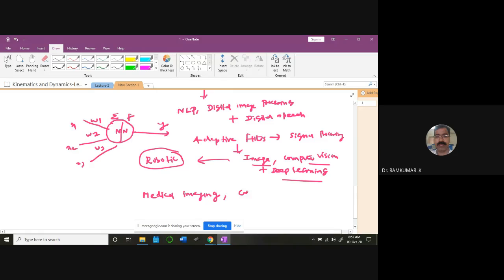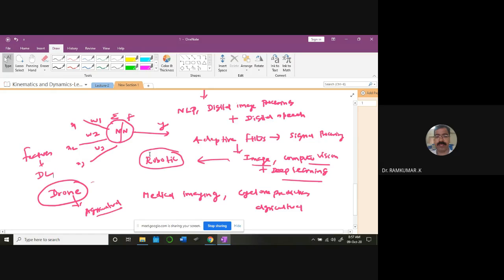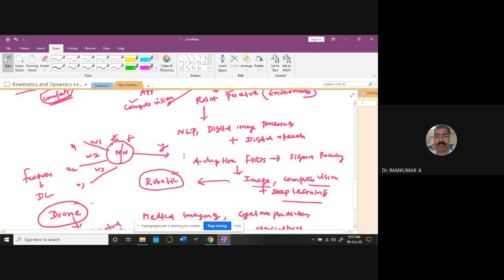Okay, medical images, hyperspectral images for cyclone prediction, agricultural applications. So you can keep this kind of image capturing device in a drone, and you can use the drone for agricultural application. Okay, hyperspectral images you can collect, and you can find out features out of it using deep learning. Okay, all these are happening. These are all happening domain. Medical applications you can use.